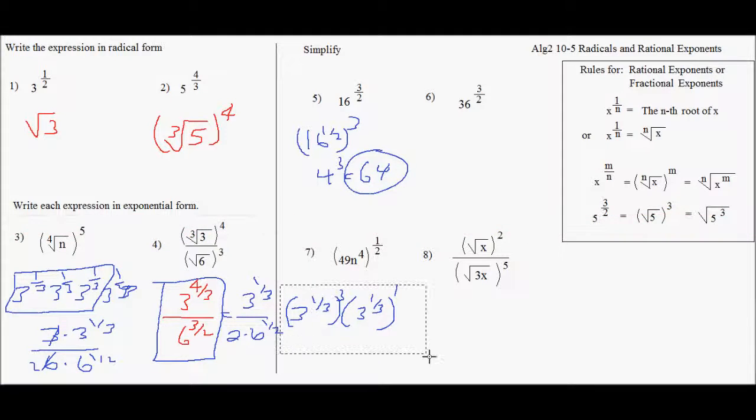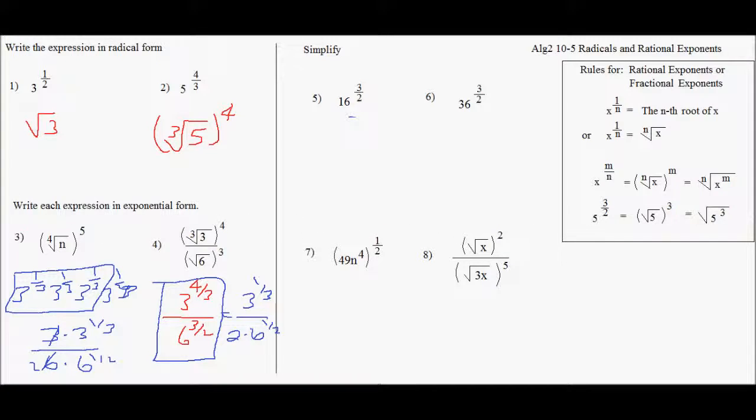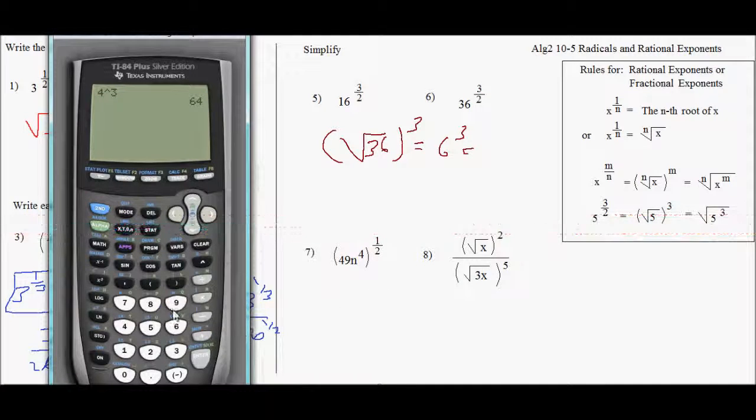Let's take this out of here. This is okay. So this one, I could say, well, 36 to the 1/2. Well, I want to find a perfect square in here. So let me get some more room here. Yeah, 6 times 6 is 36. So the square root of 36, to the 3rd, right? So that'd be 6 to the 3rd. 6 to the 3rd power is 216.